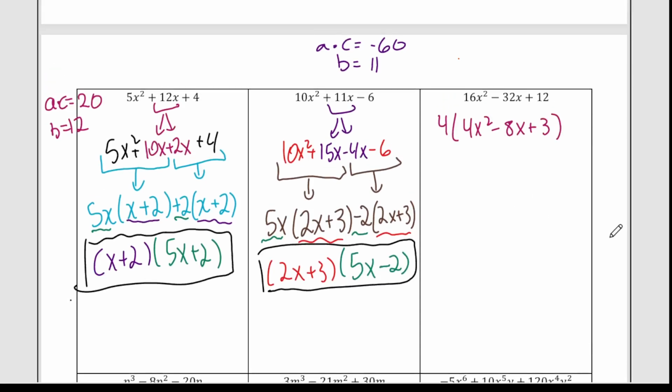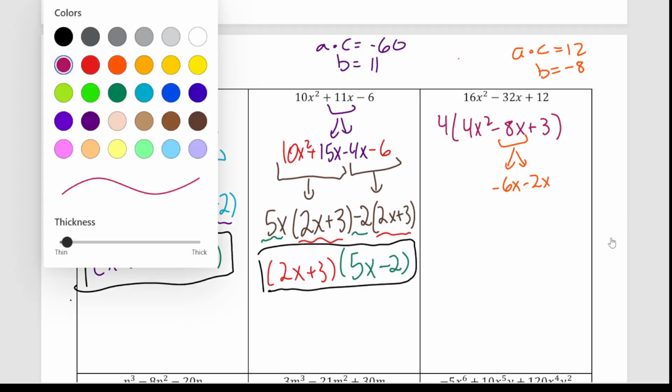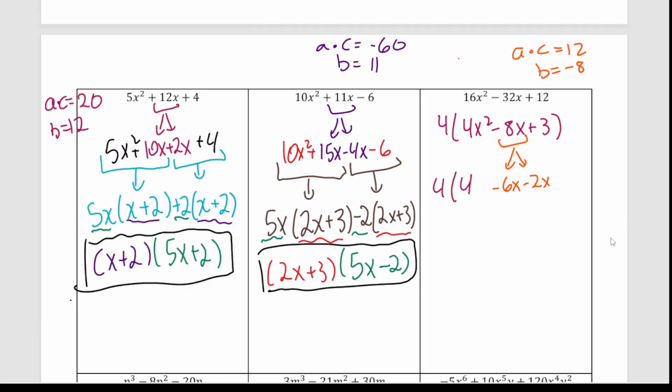So in this case, we have that a times c for that remaining middle term is going to be 12. B is going to be negative 8. So we want to split that middle term into negative 6x minus 2x. And then we're going to drop down absolutely everything else. Now we're going to continue with the factoring by grouping.